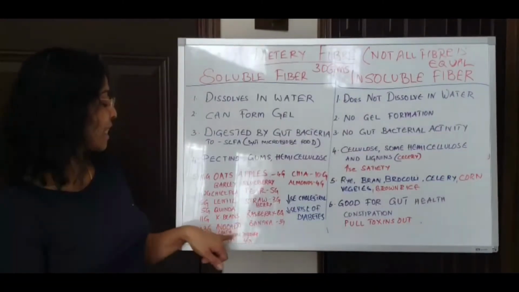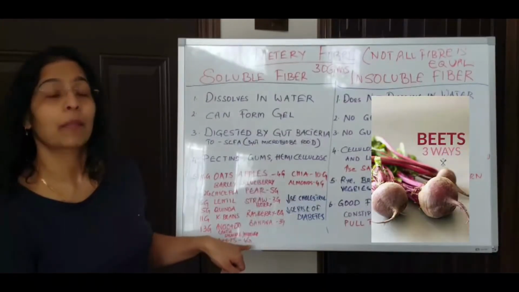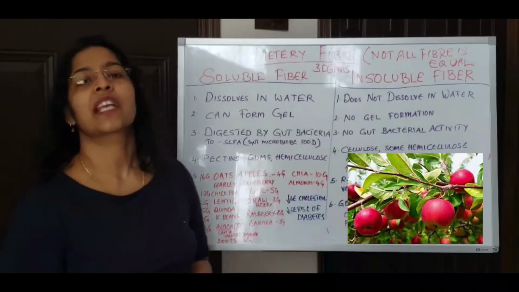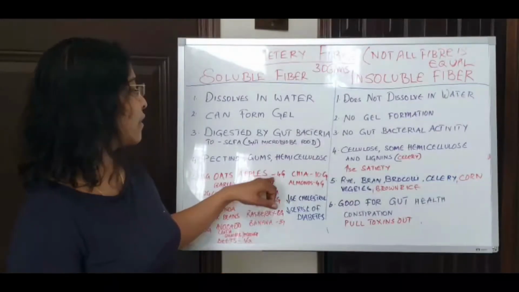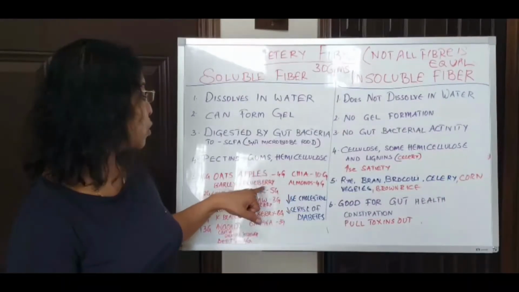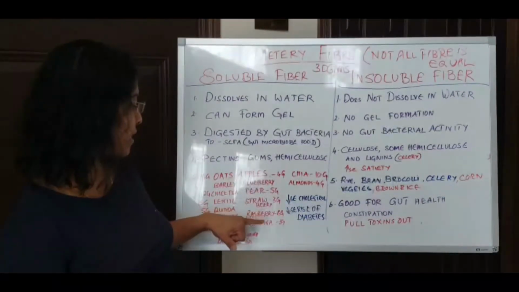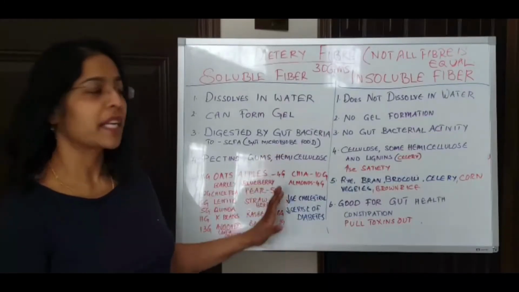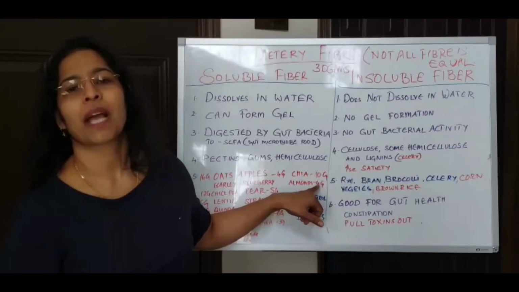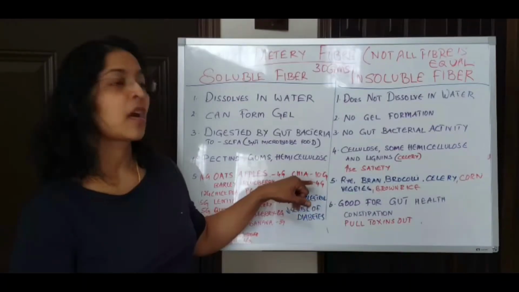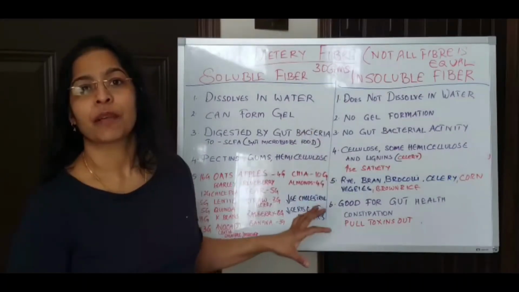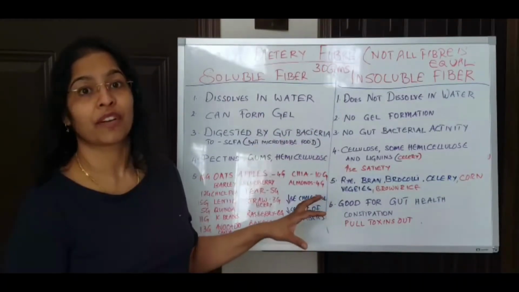They have both soluble as well as insoluble. Beets have 4 grams of fiber. Apples, the skin of apples is really good too. They have 4 grams of fiber. Blueberry, pear, strawberry, raspberry, banana, everything has 3 to 8 grams of fiber. Chia seeds is the maximum, that is 10 grams. Almonds, all the nuts have insoluble fiber as well as soluble fiber in them.